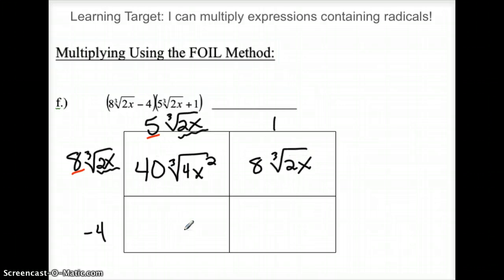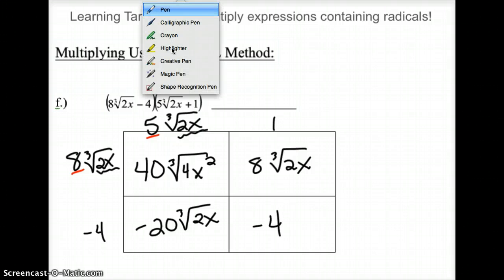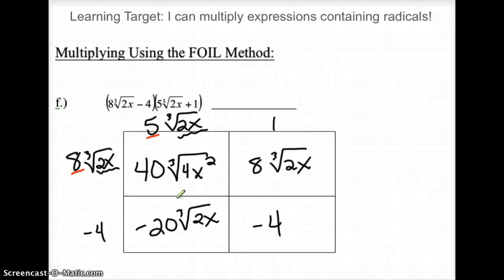In this next row, 5 times -4, -20, cube root of 2x. Since the 5 and the 4 were both outside, I could multiply them together. And then simply -4 in this last one. So think about your like terms. What can I add together? And it'd be this guy with this guy.